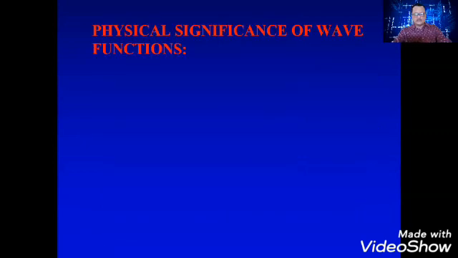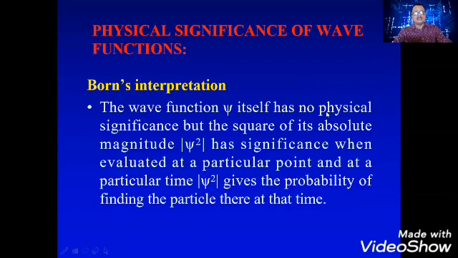The physical significance of the wave function was given by Born. According to Born, the wave function psi itself has no simple physical significance, but its square, that is psi square or modulus psi square if psi is imaginary, has the physical significance, and it will give you the probability of finding an electron at a particular time at a particular point.